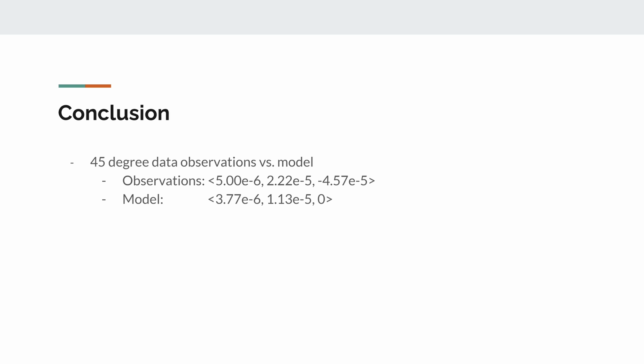So the data observations versus the model for the 45-degree observation. The z value in the model is 0, and in the observations it was not. That's just the major difference between them. Otherwise, they were pretty similar.